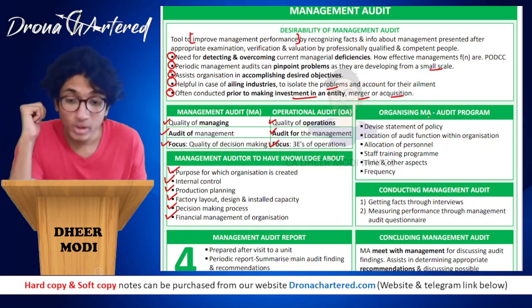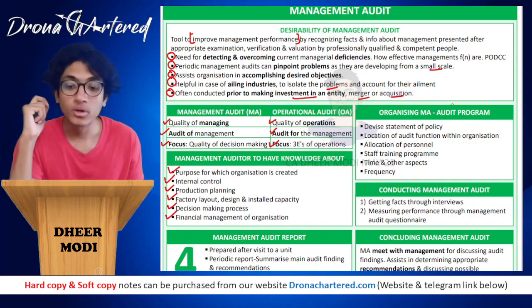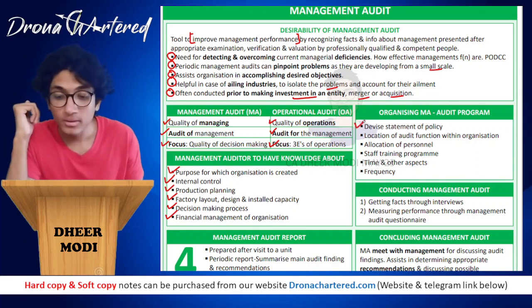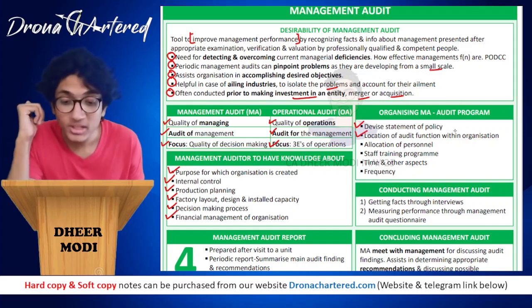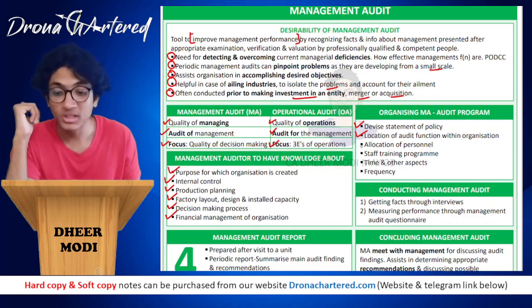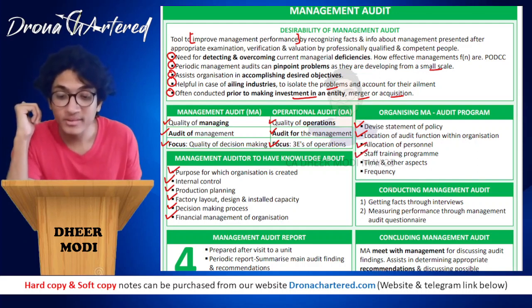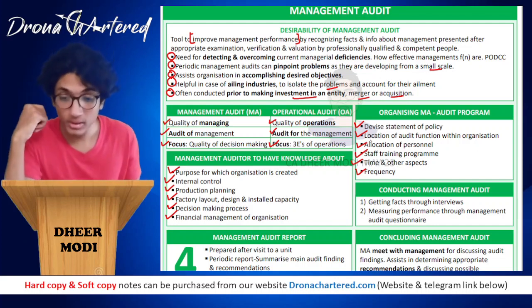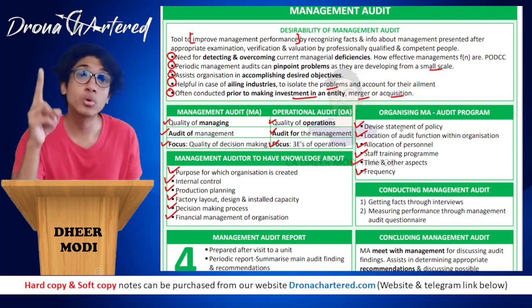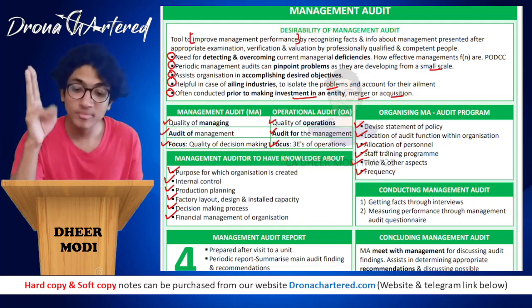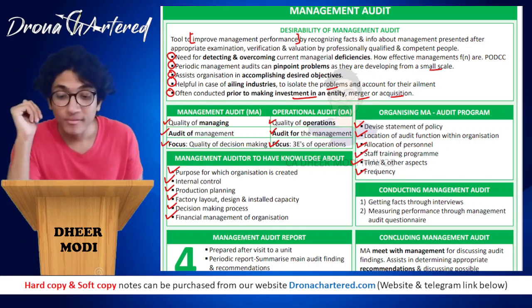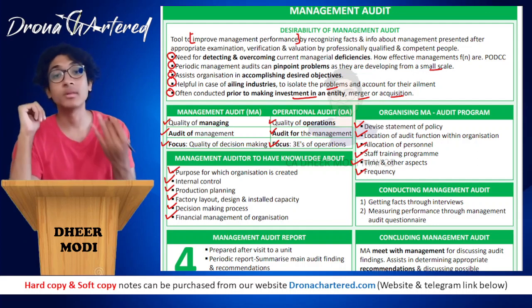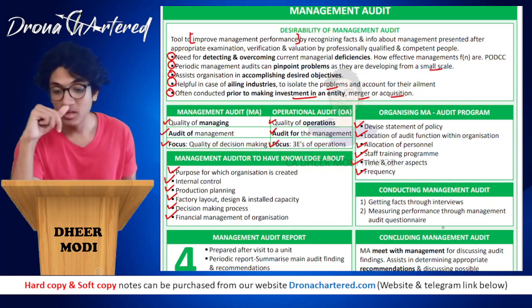Now next is organizing the management audit and your audit program. First is devise the statement of policy. Second is location of the audit function within the organization. Then you allocate personnel, then staff training program, time and other aspects, and your frequency. So your audit program should cover all of these points. First is devise the statement of policy, second is locate the audit function, third is allocation of personnel, fourth is staff training program, fifth is time and other aspects, and last is your frequency, that is how often we need to do this.